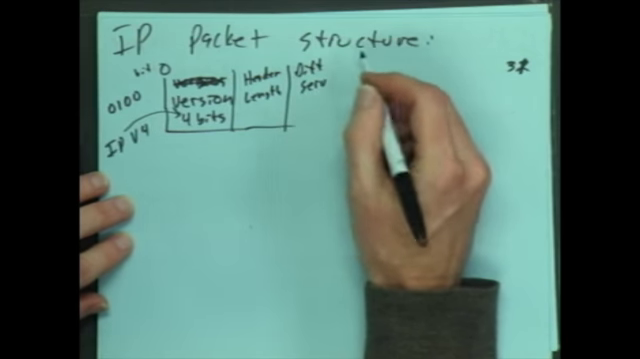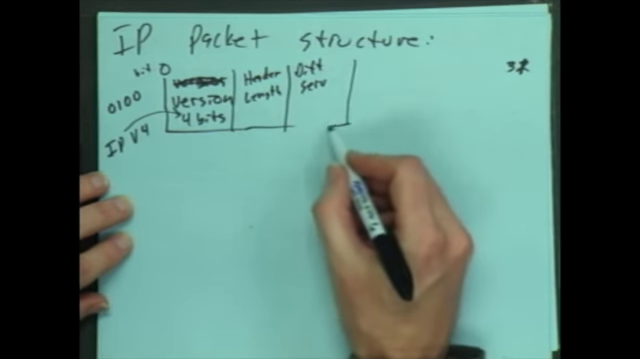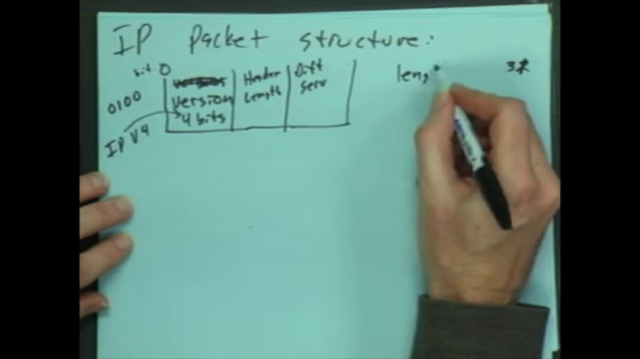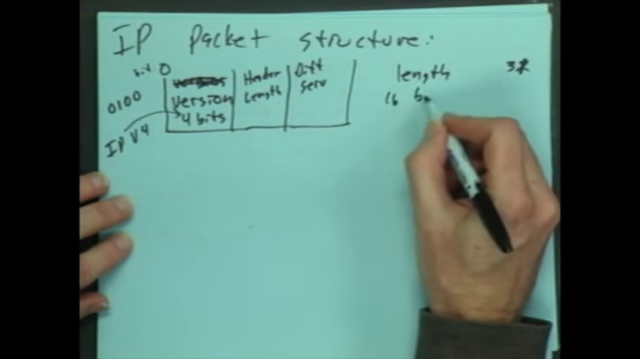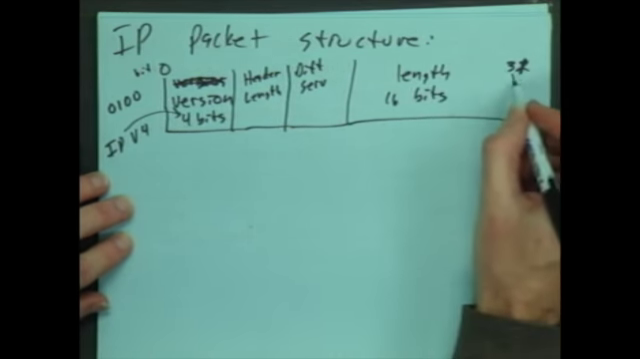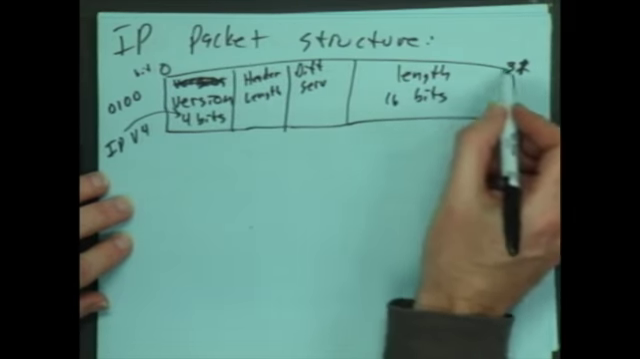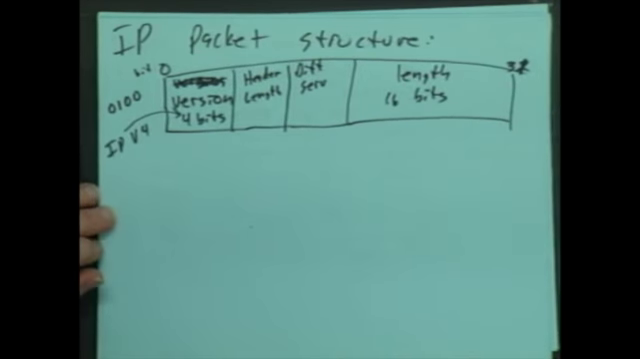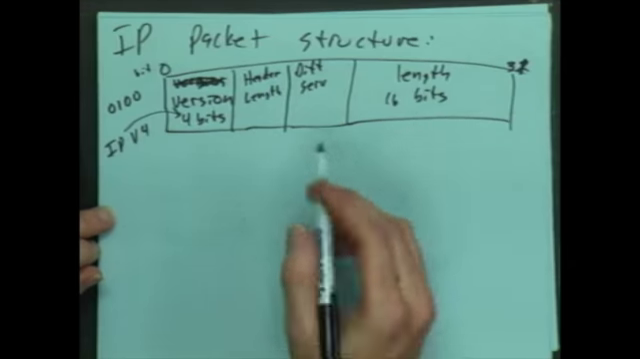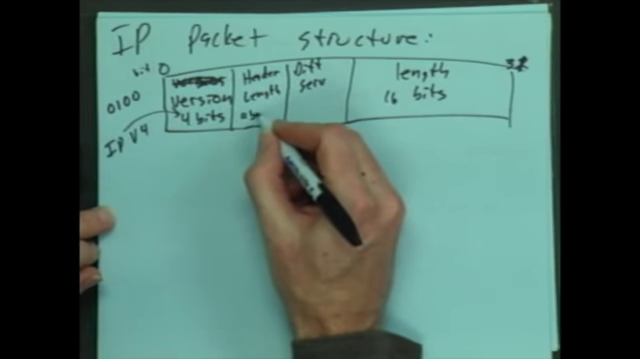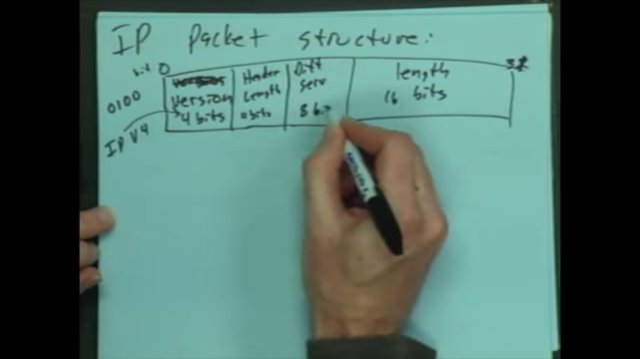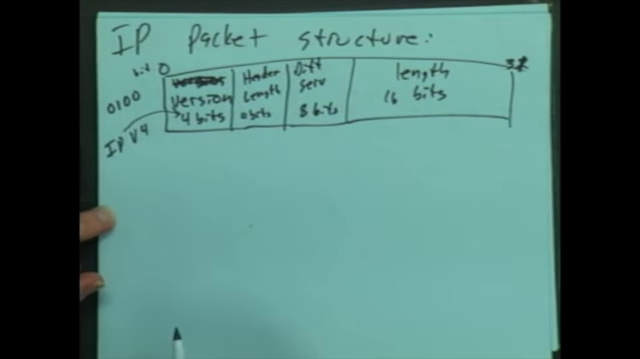DIFF-SERV. That's actually 8 bits long, so I'll make it a little bigger. Then we have a length field. This is 16 bits. And that's how long the whole thing is going to be. Okay? The header has its own length. This is 4 bits. This is 8 bits. So there's length. That's an exciting one.